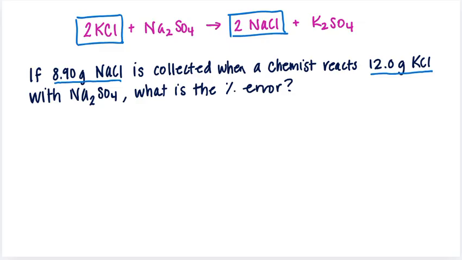Always make sure you have the end point in mind. This problem ultimately is asking us to find percent error. That means percent error is our ultimate endpoint. I am going to write the equation for percent error. And remember that it is the absolute value of our theoretical minus our actual divided by our theoretical times 100.